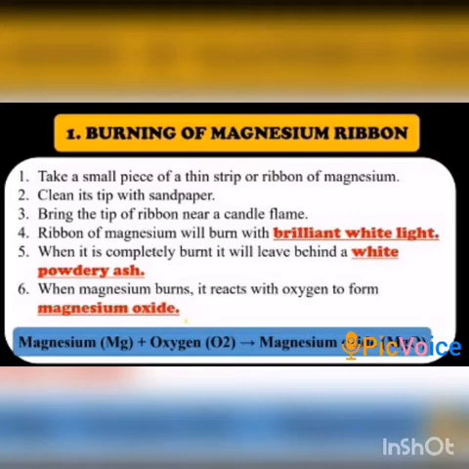Yes. In this class also, we are going to learn about a chemical change by doing some activities. We will see one by one. The first activity is burning of magnesium ribbon. In this activity, we are going to take a small piece of thin strip or ribbon of magnesium. Magnesium is a metal, children.